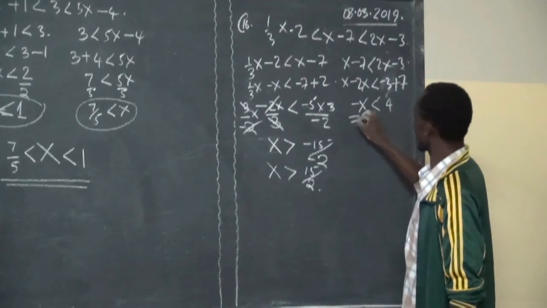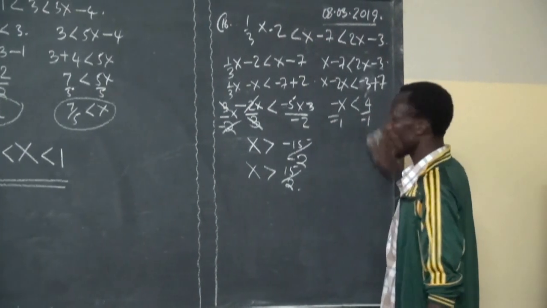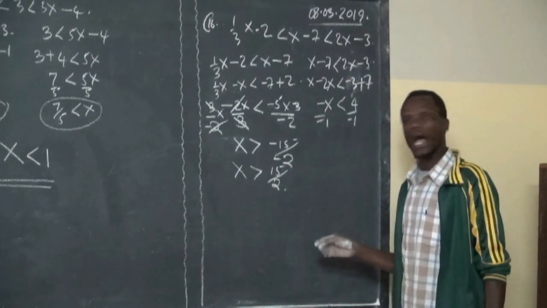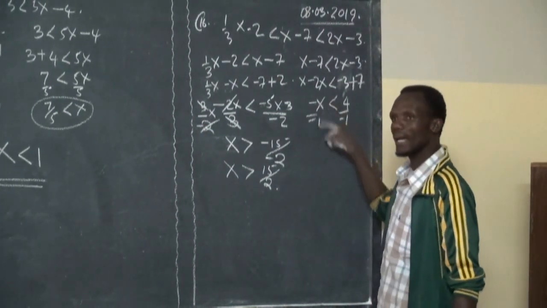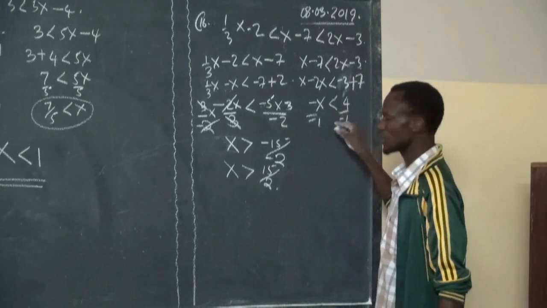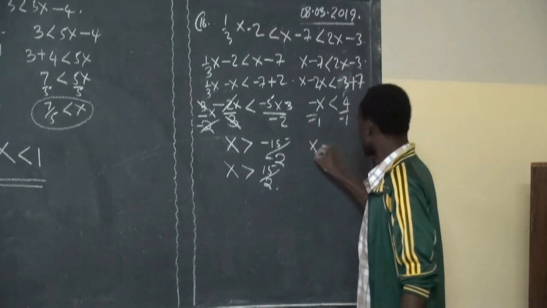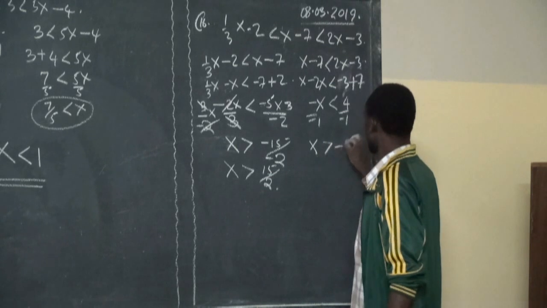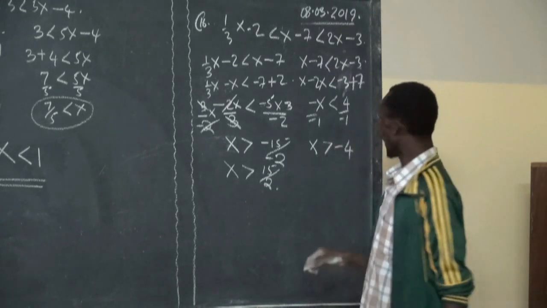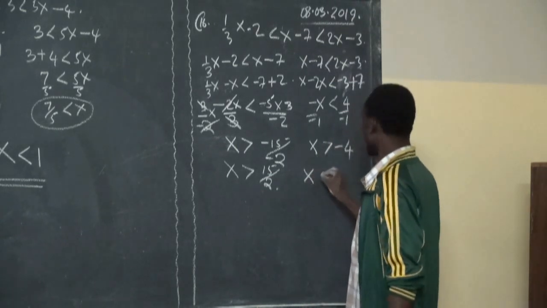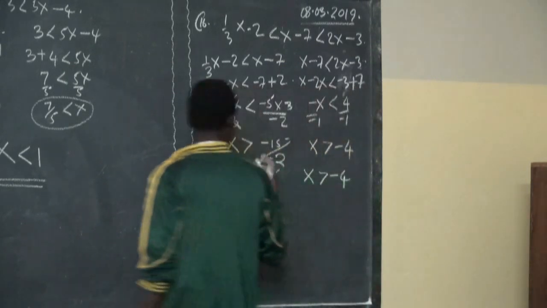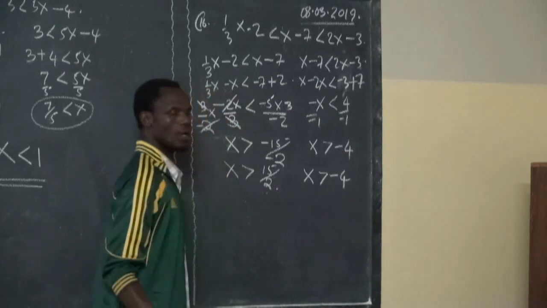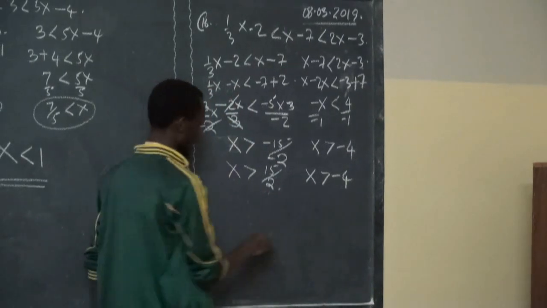Then we divide by negative 1. Remember one thing I told you: if you divide by a negative, this sign will definitely change. Now it becomes x is greater than negative 4. Then we have x is greater than negative 4, and also x is greater than 15 over 2. Now you collect them together.